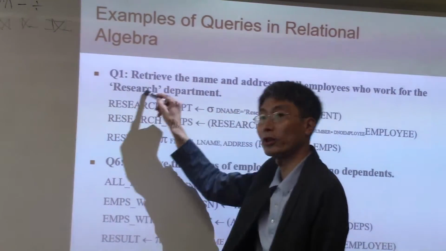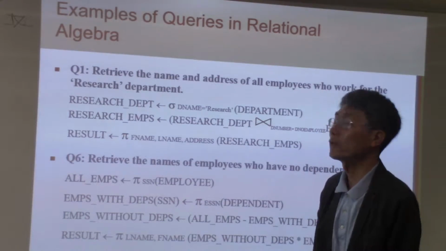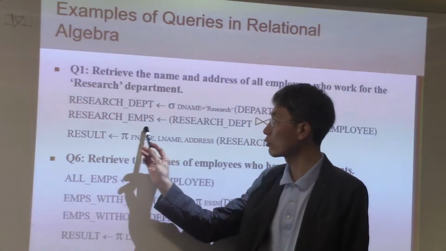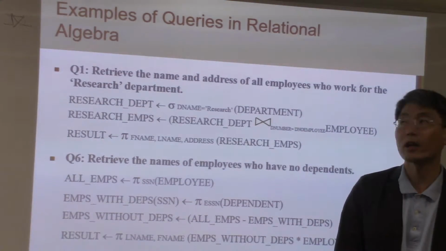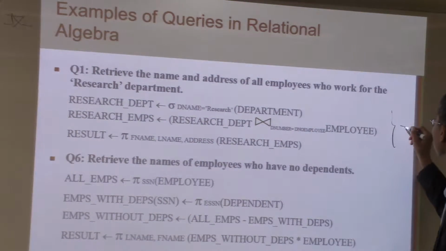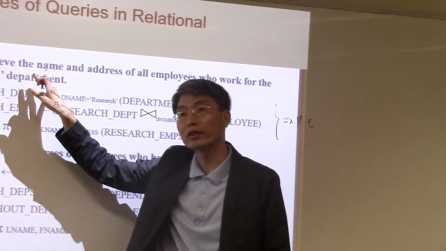For example, here only the research department, and also if the statement requirement limits the list of attributes, we can use the project operation. Also, it doesn't matter whether you combine everything together in one relational expression or separate it using the rename.